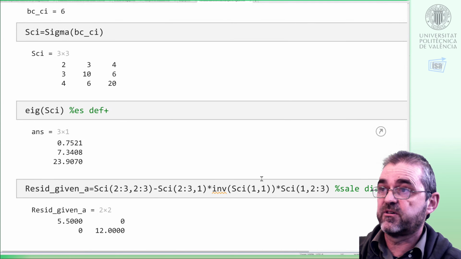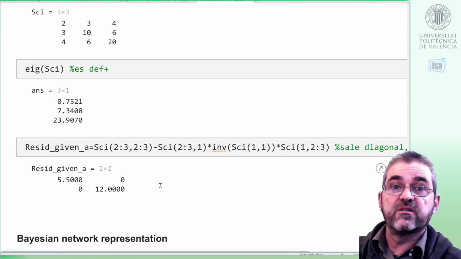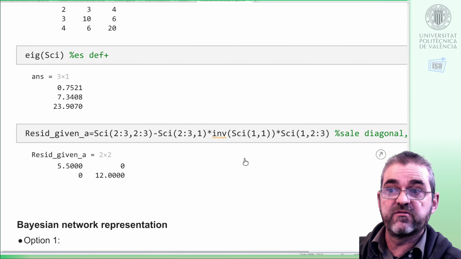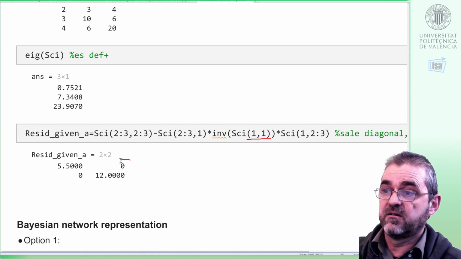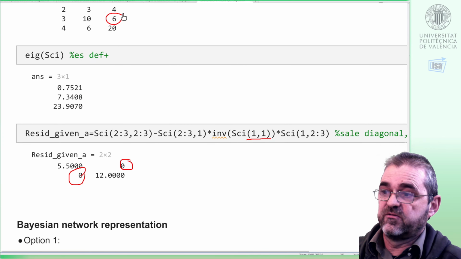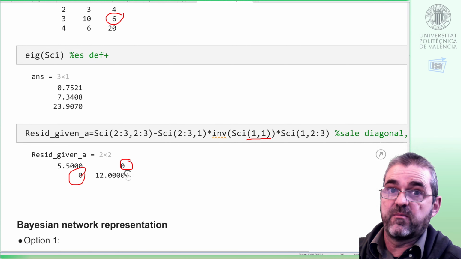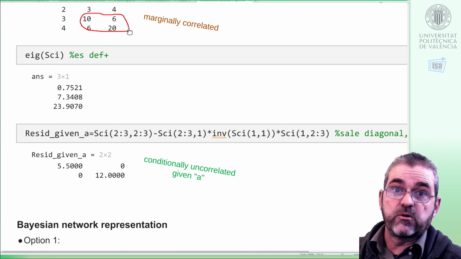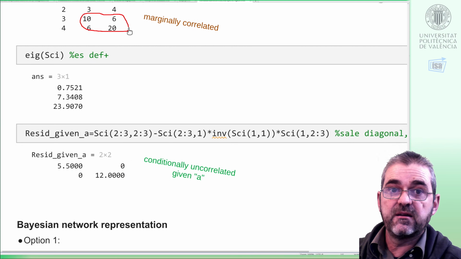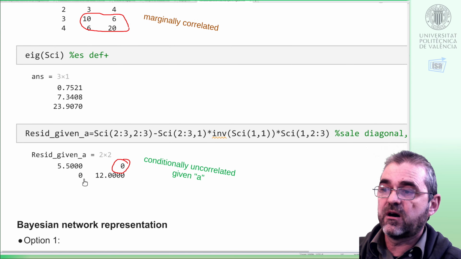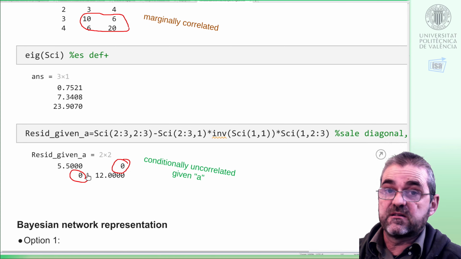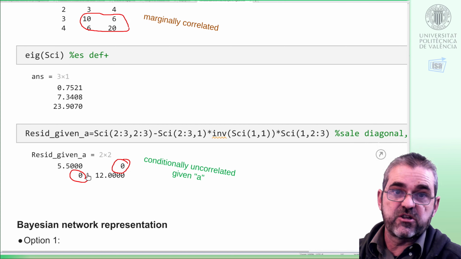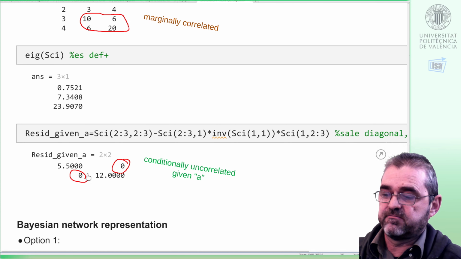And then if we compute the prediction error variance once I know the first variable, A, then this is diagonal. Of course, we crafted this value in order for this matrix to be diagonal following the above theory. So the variables B and C are correlated, but once I know A, they are conditionally uncorrelated, which means that if I know A, then the best linear prediction of B does not involve C and vice versa.